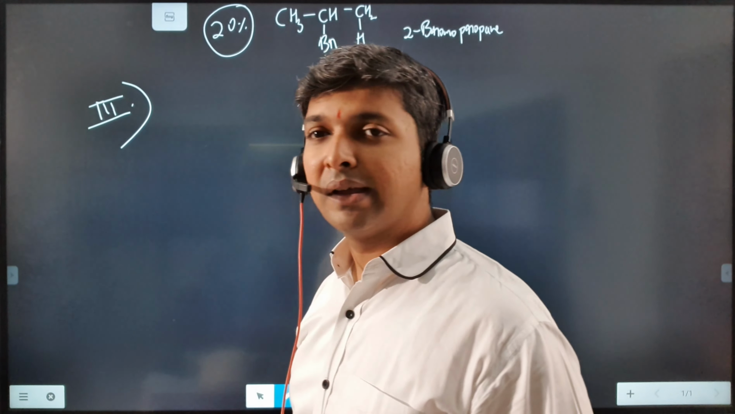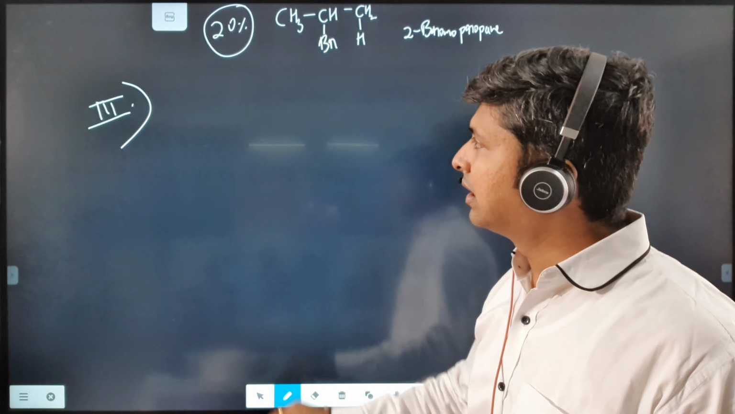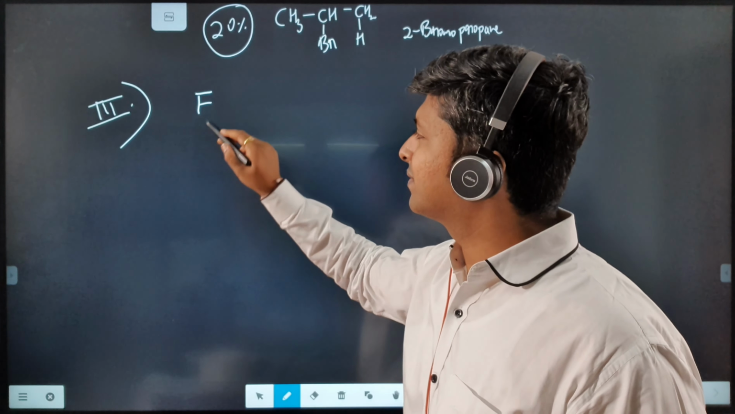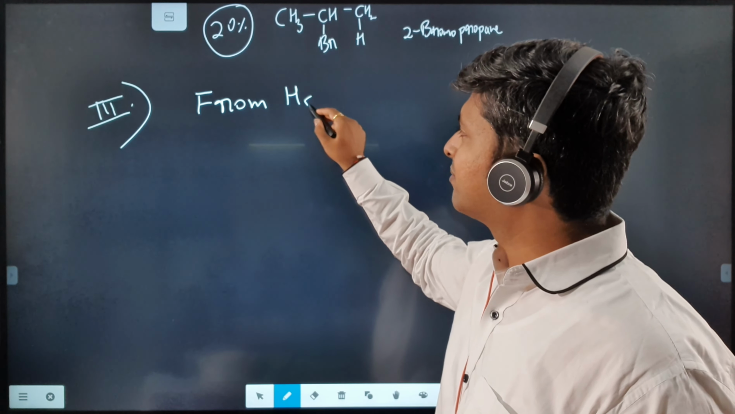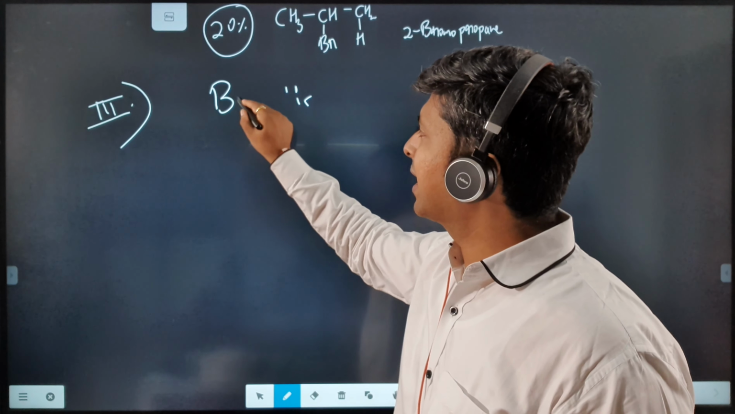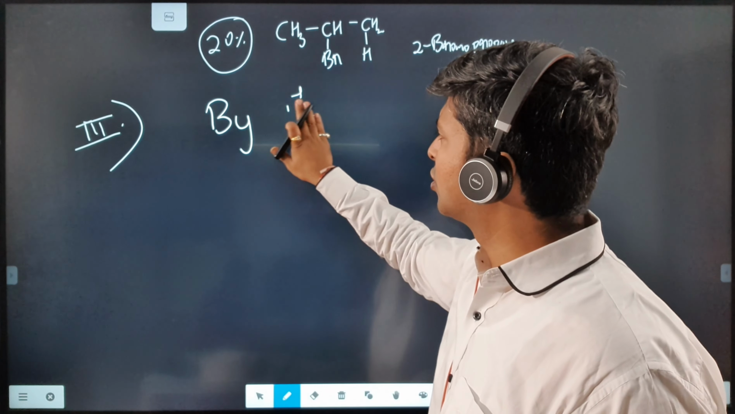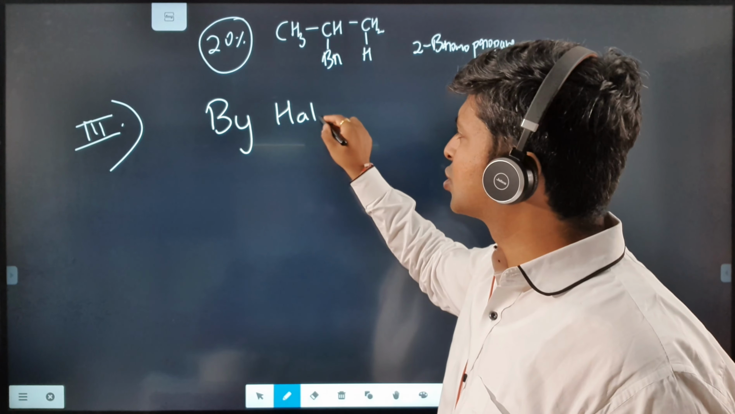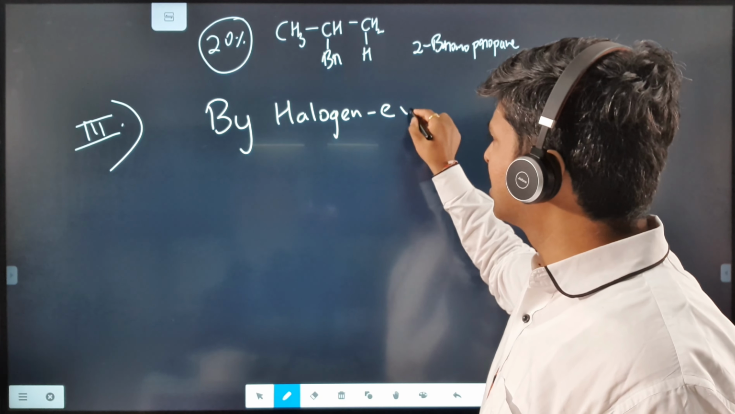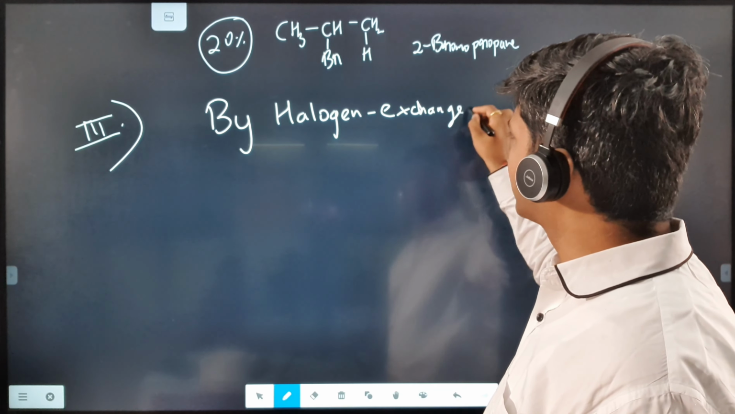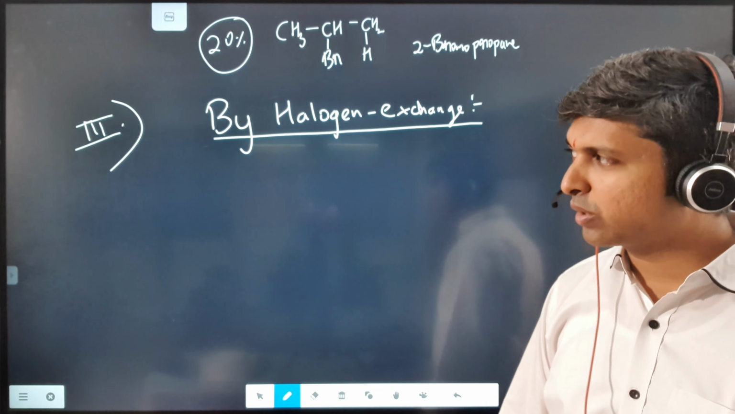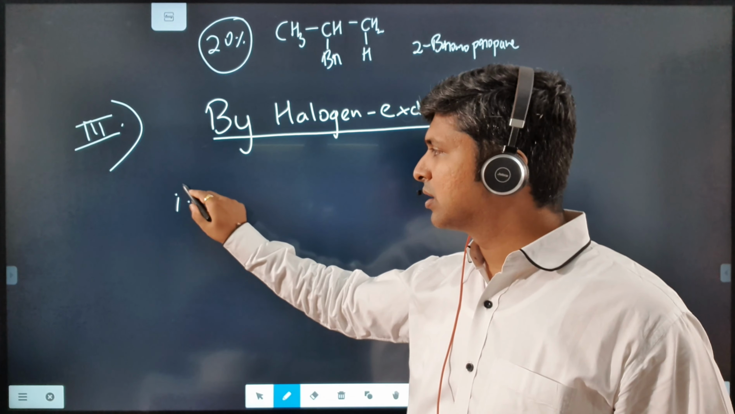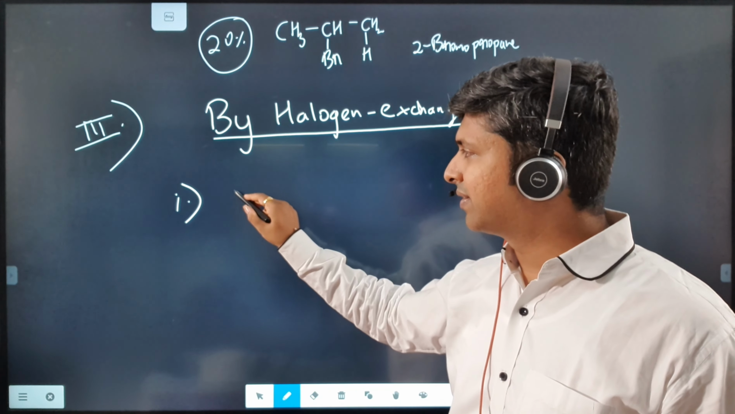So the third method: we have done the first one from alcohols, then the second one from alkenes, now we can write by halogen exchange. Ab by halogen exchange mein already haloalkane hai, lekin humko halogen exchange karna hai. Halogen ko kya karna hai? Exchange karna hai. So first one is the Finkelstein reaction.